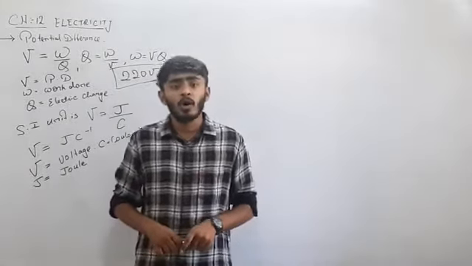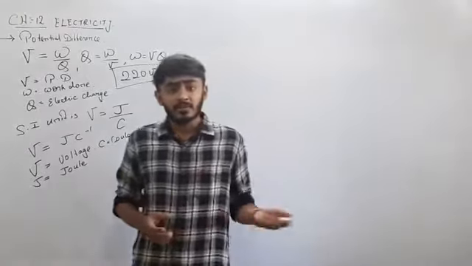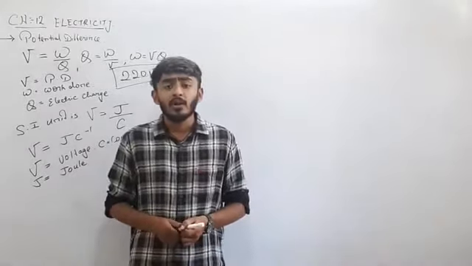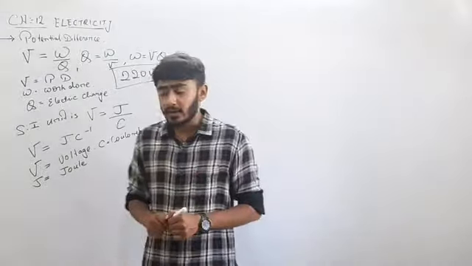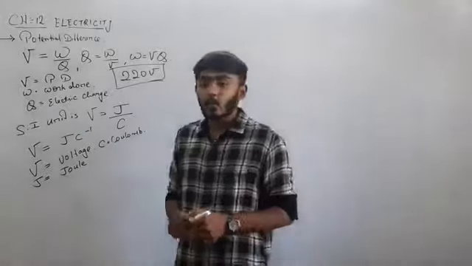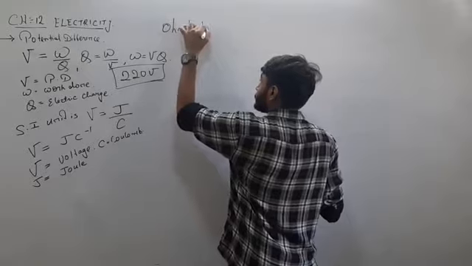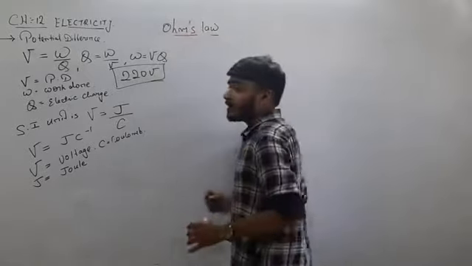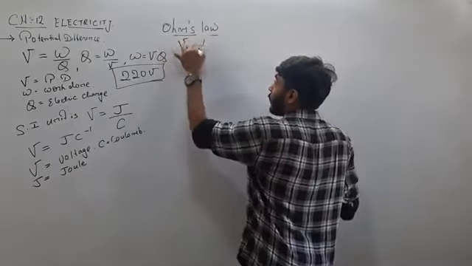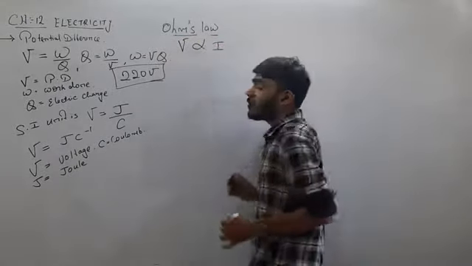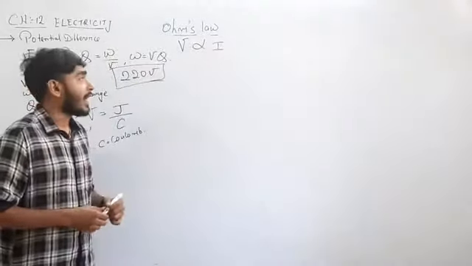One more thing we saw was Ohm's law. What is Ohm's law? As I told you, a physicist named George Simon Ohm found the relation between the potential difference and the electric current, and that is known as Ohm's law. Ohm's law gives the direct relation between potential difference and electric current, which states that voltage is directly proportional to electric current.